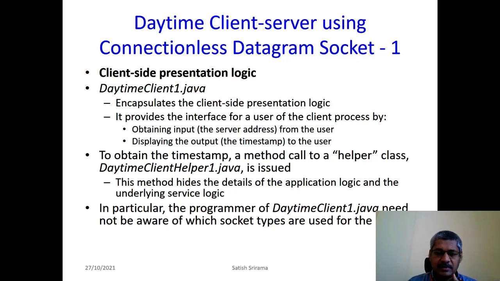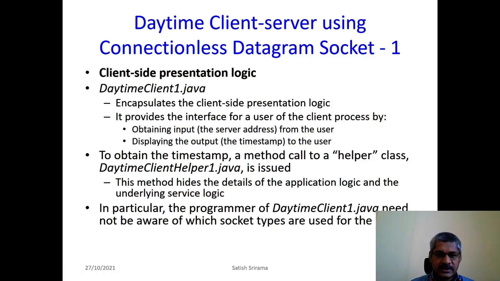In particular, the programmer of datetime client1.java need not be aware of which socket types are used for the interprocess communication. By separating like this, your main class, datetime client1.java, doesn't even have to know in which way you are taking care of the interprocess communication. In this example we are using datagram sockets, but the main class doesn't have to know that.